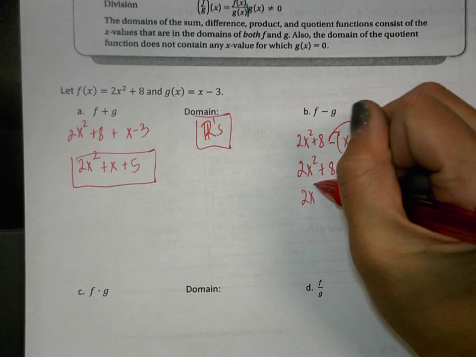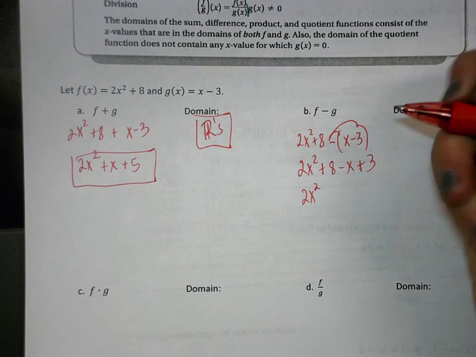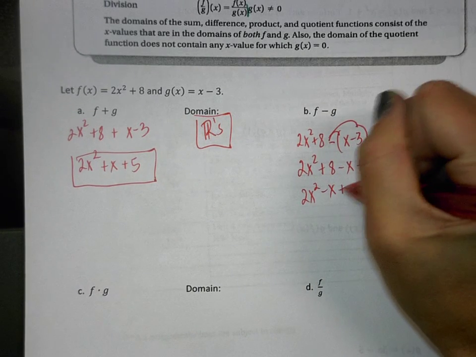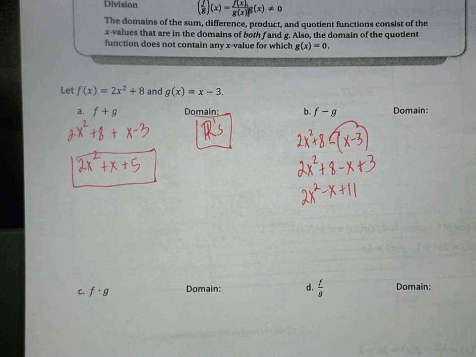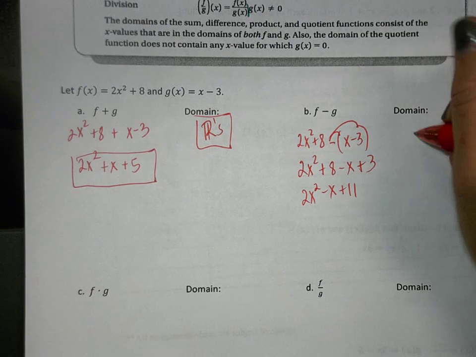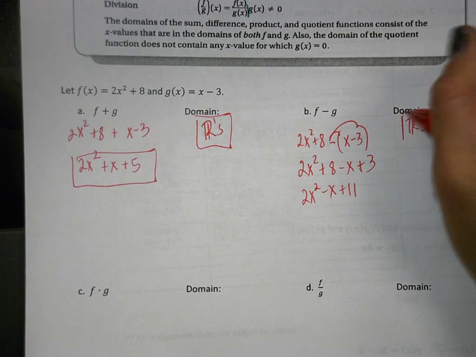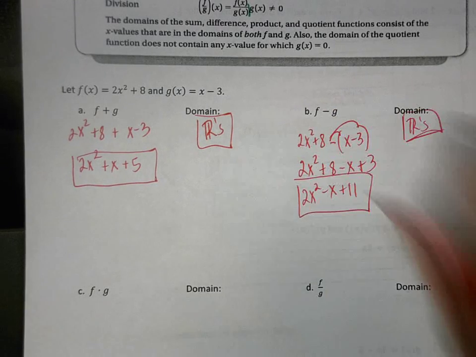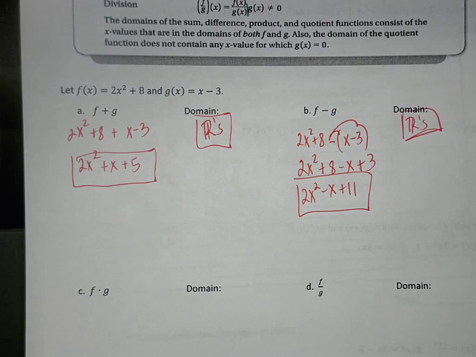The only thing that combined was the 8 and 3. So you should have 2x squared minus x plus 11. And then what is the domain? All reals. Because we don't have to worry about any fractions with 0 in the denominators. There's no roots. So any number, positive or negative, would work.